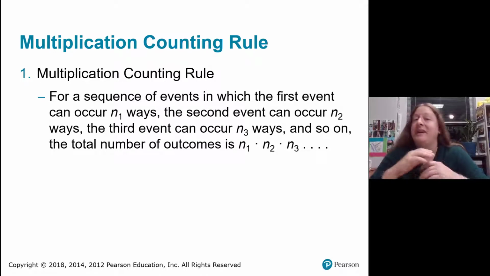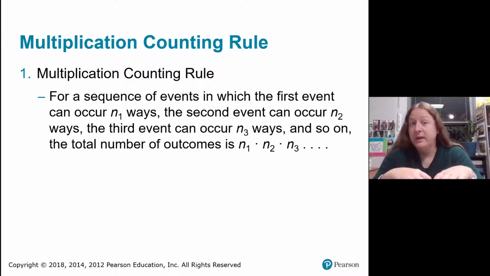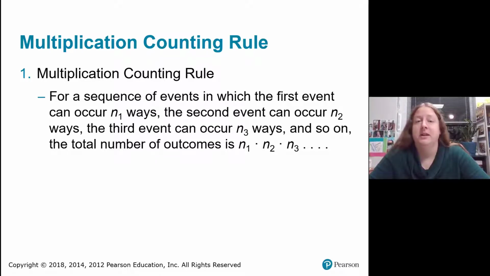So the first one, and the big one that I really want you to focus on, is this idea of the multiplication counting rule. So for a sequence of events in which the first event can occur n sub 1 ways, second event can occur n sub 2 ways, third event n sub 3 ways, and so on and so forth, then the total number of outcomes is going to be found by multiplying n sub 1 times n sub 2 times n sub 3 and so on. All of those n values multiplied together is going to give us our total number of outcomes. All right, that's the multiplication rule.